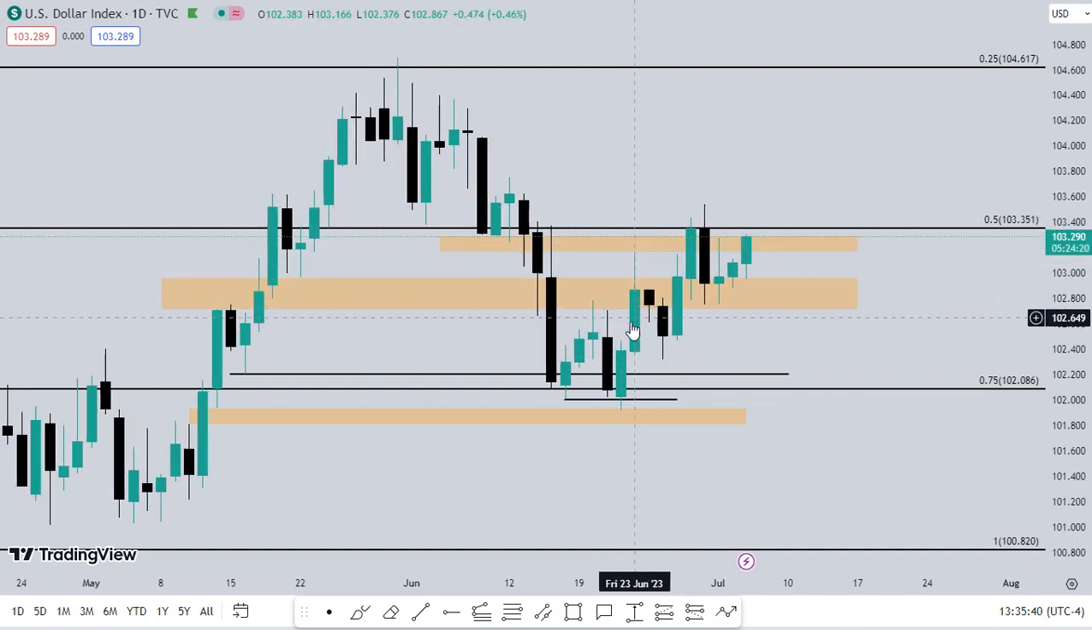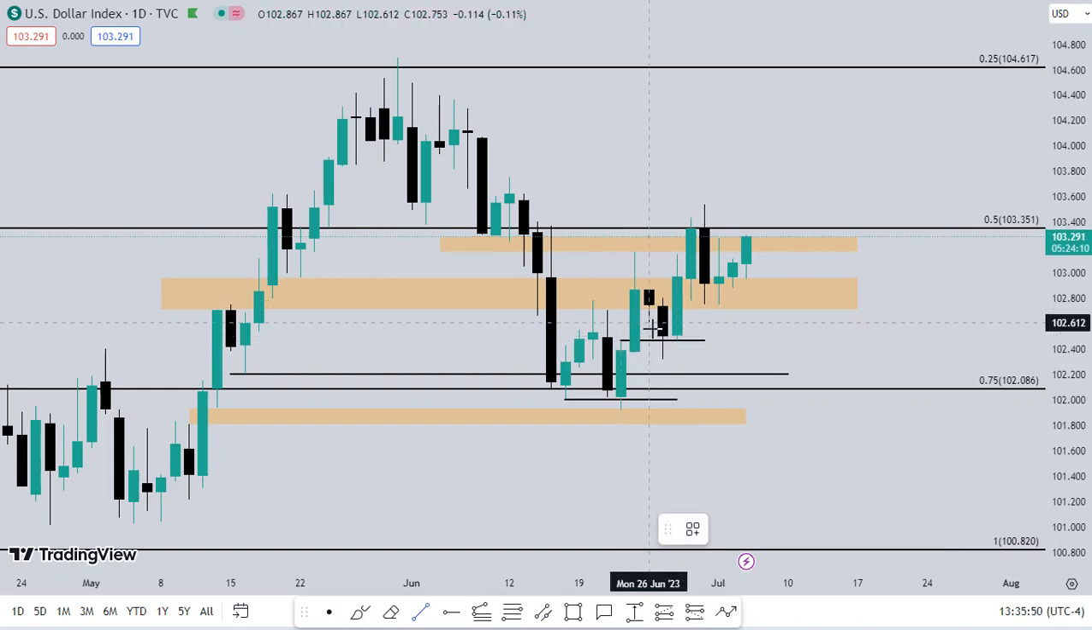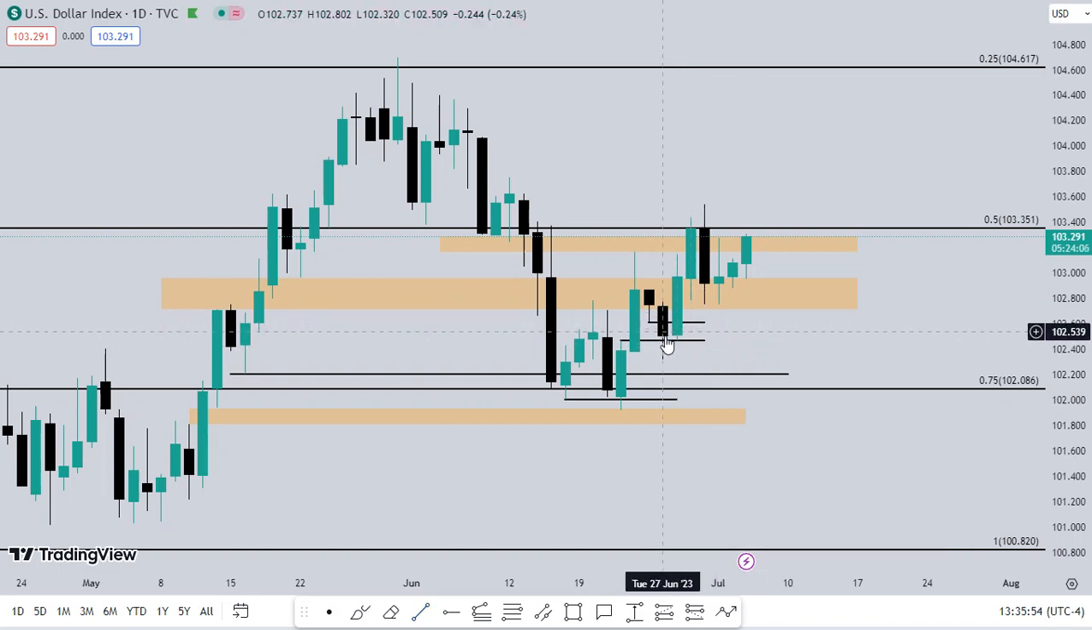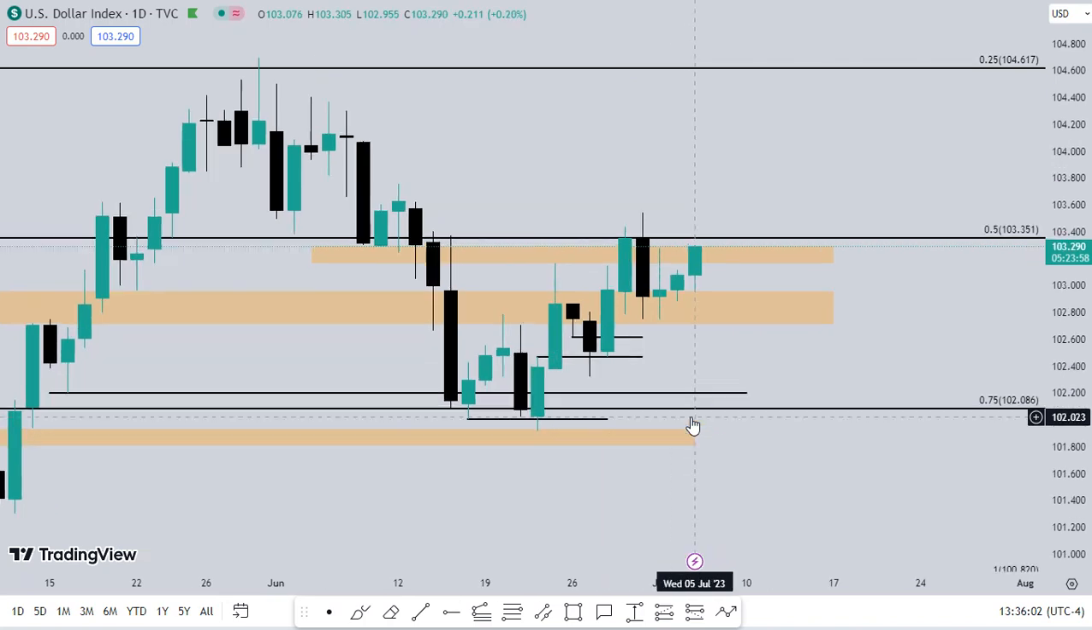So after this market structure shift and displacement, we had this fair value gap on here from this high to this low. So this is the fair value gap on daily time frame. Price tags into this level, but it does not close any candle below this, so it gets supported as well as from this daily order block.